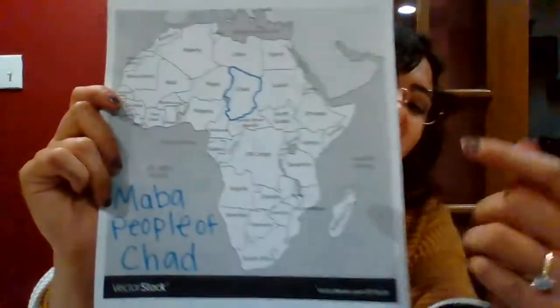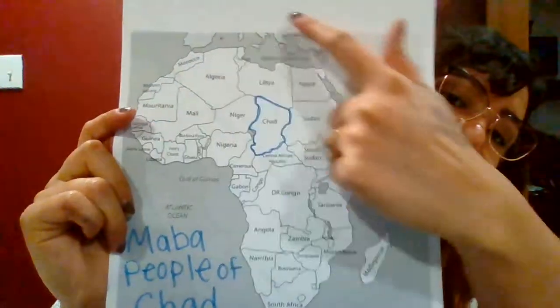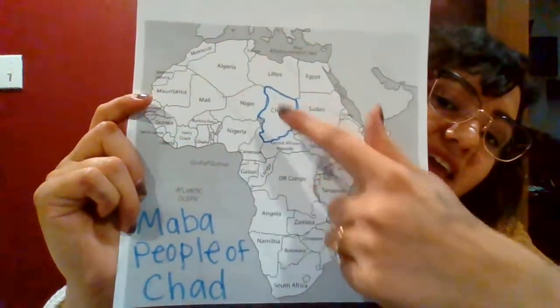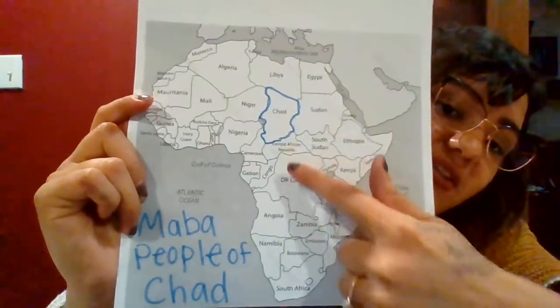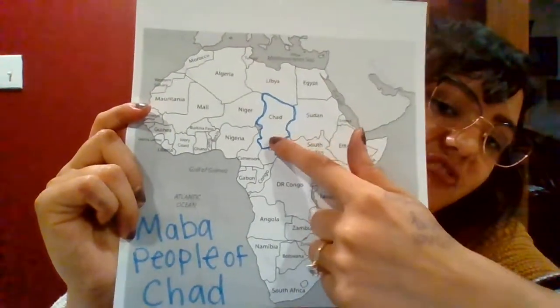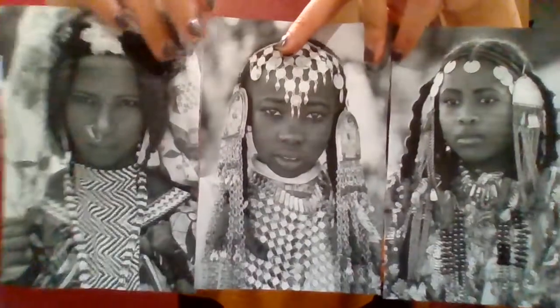So here we're going to look at a particular tribe from Chad. If you look, this is the continent of Africa, and this is where Chad is. So it's in the middle of Africa. It's kind of Central Africa. Now, the people that we're going to talk about are a tribe called the Maba, people of Chad. This is going far back in history. Here are a couple of examples of what their jewelry would look like.